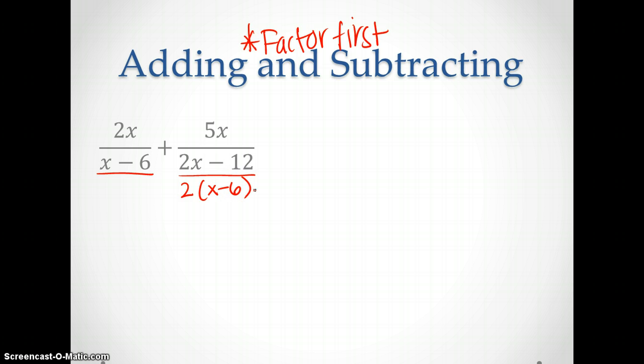So 2x minus 12 becomes 2 if I take the GCF out, x minus 6. Most of the factoring you're going to be doing will be fairly straightforward, either GCF or simple quadratics.